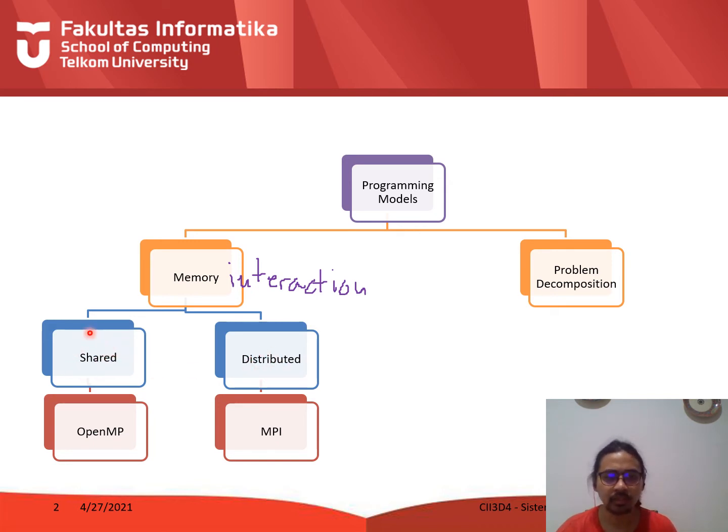In the shared memory interaction, we have learned that the problem is a race condition and the programming model used is OpenMP. In the opposite of shared memory, distributed memory, the problem is communication, and the programming model used is MPI. Now we are going to talk about a different point of view, which is not based on the memory of the program or the memory of the architecture, but the problem decomposition.